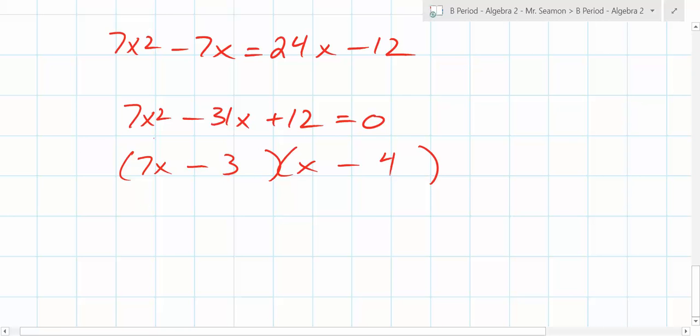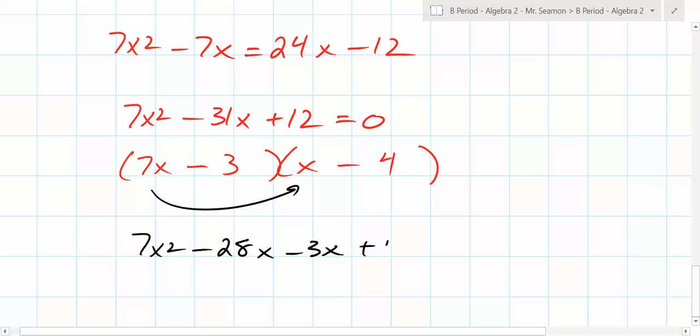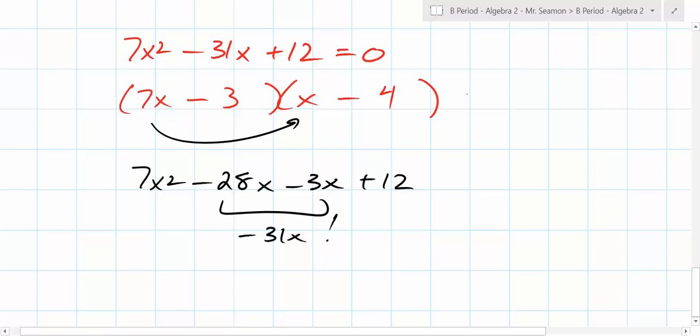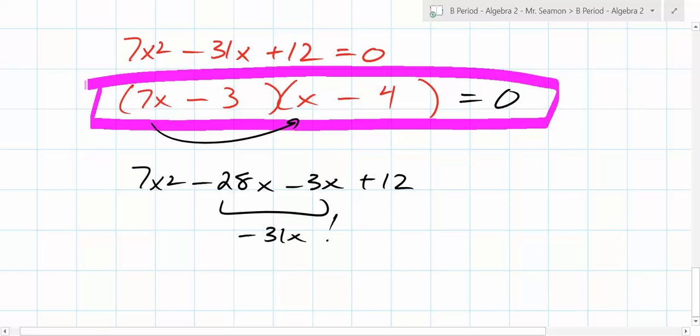So what do you end up with? You end up with, let's try it out, 7x squared minus 28x minus 3x plus 12. Hey, does that work? It does. Yay, it does. So this equals 0. So by the zero product property, if two things multiply together to get 0, at least one of them has to equal 0. Yes, has to equal 0. So based on this statement right here, what two things do we know could be true?